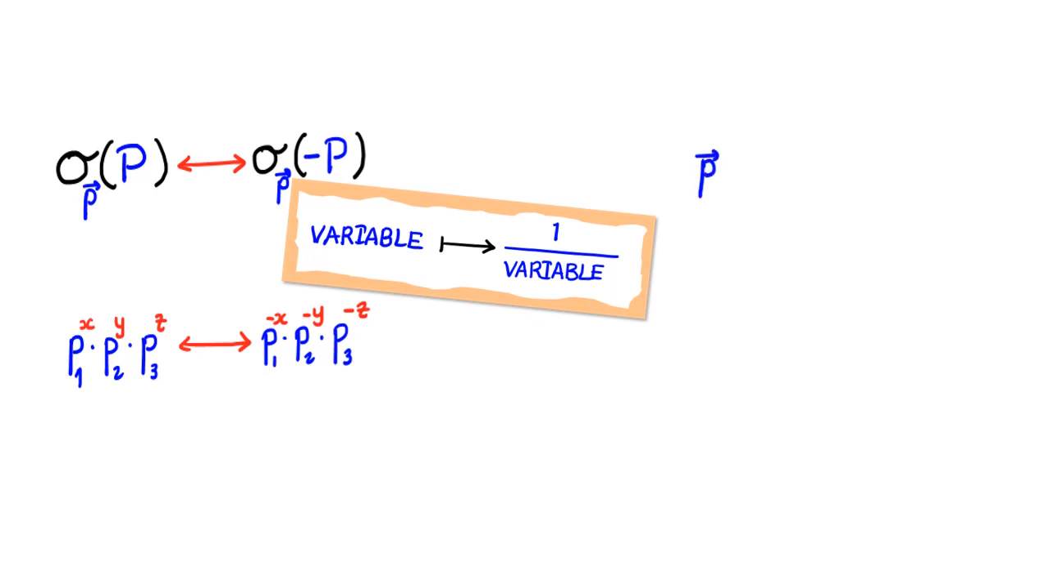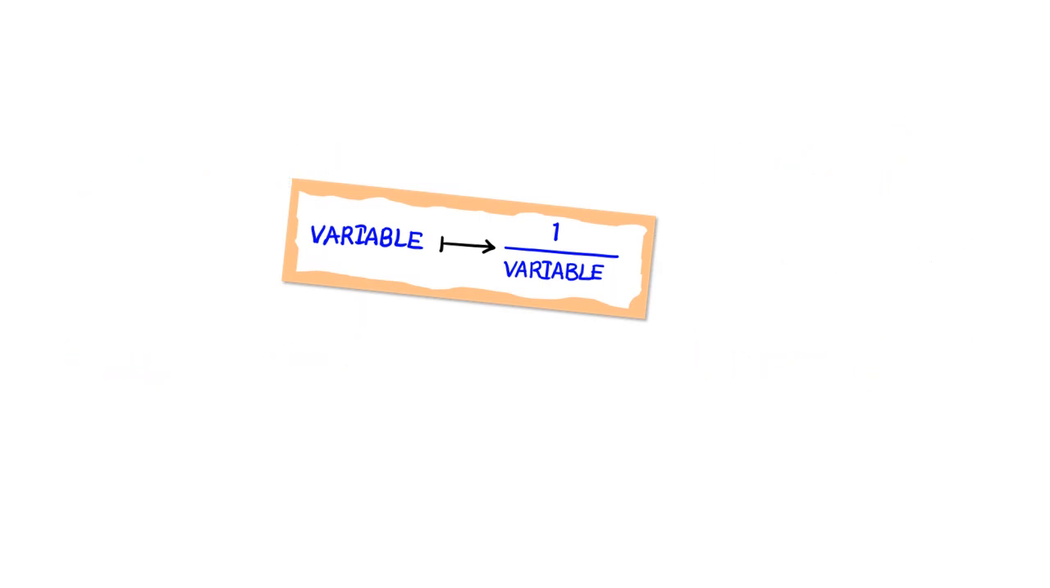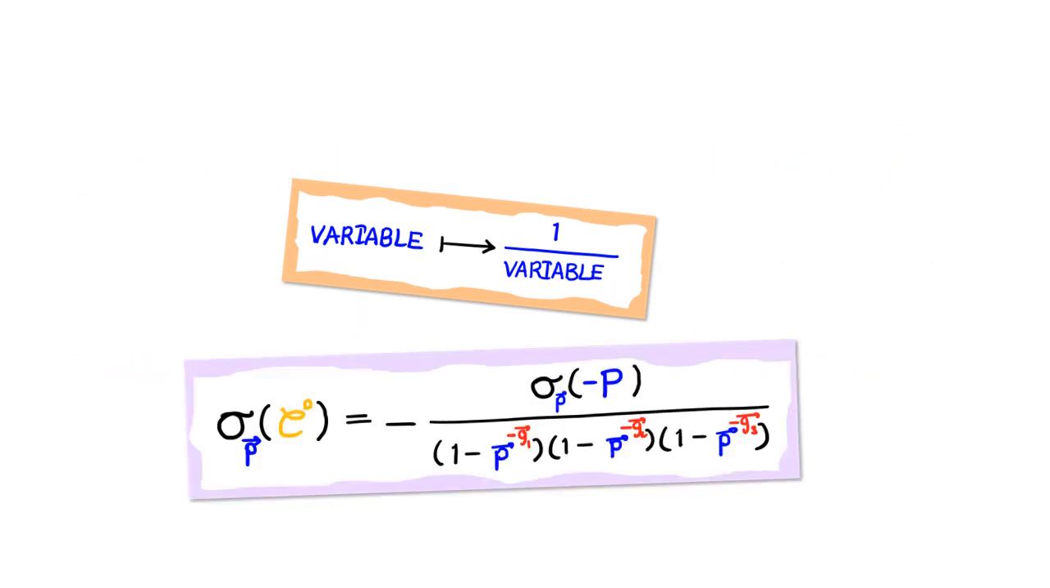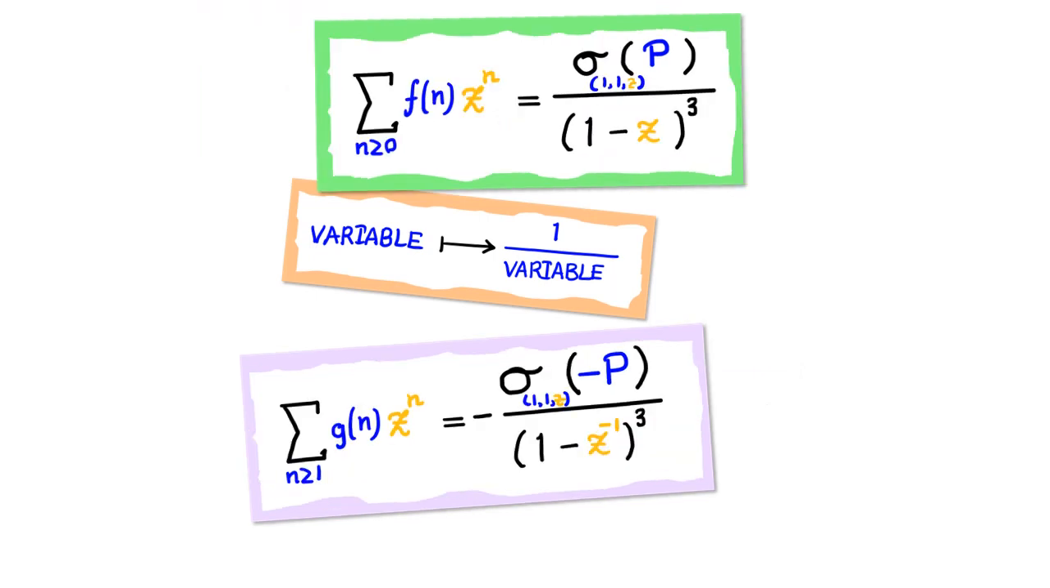Now, what about the relationship between these two guys? This one is much easier to see. Just take a look. So, we can get the sigma of the interior of our cone simply by substituting each variable with its reciprocal. And so, when we plug in p1 and p2 to be 1 and p3 to be z, the corresponding generating functions will have the same relationship.